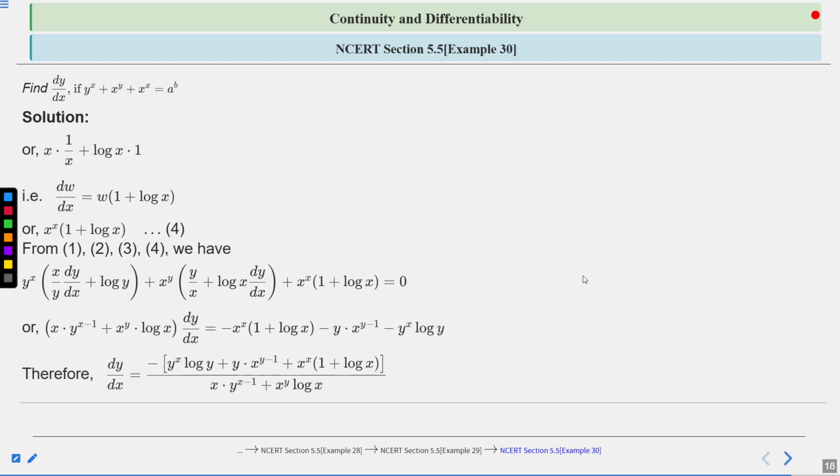Therefore, dy by dx will be equal to minus of y to the power x log y plus y into x to the power y minus 1 plus x to the power x into 1 plus log x upon x into y to the power x minus 1 plus x to the power y log x, right? Clear? So this will be our dy by dx final. So dy by dx will be this expression, right?